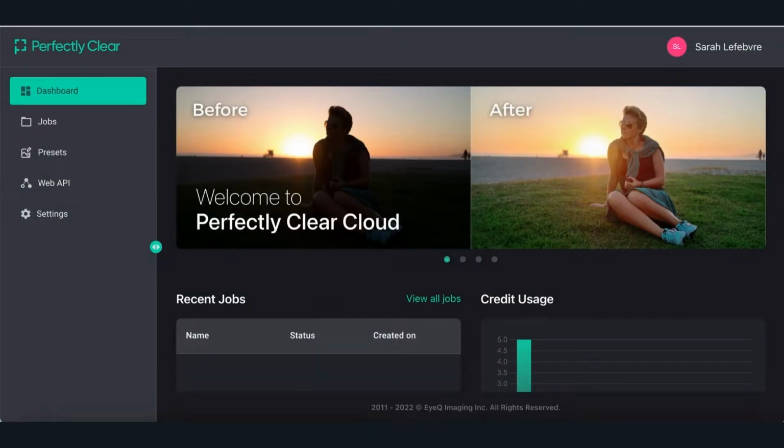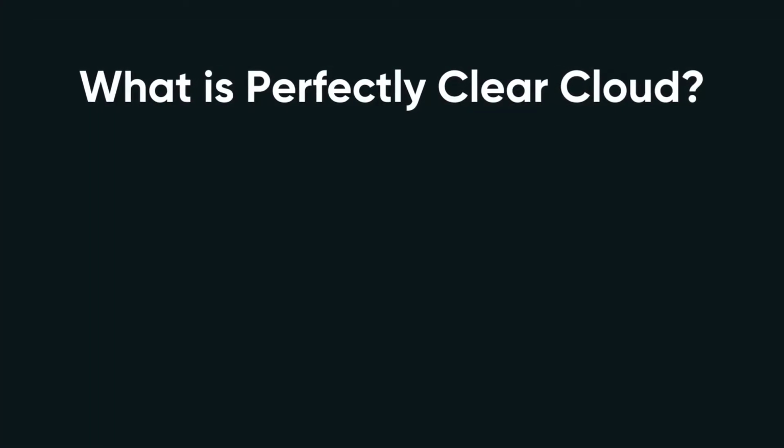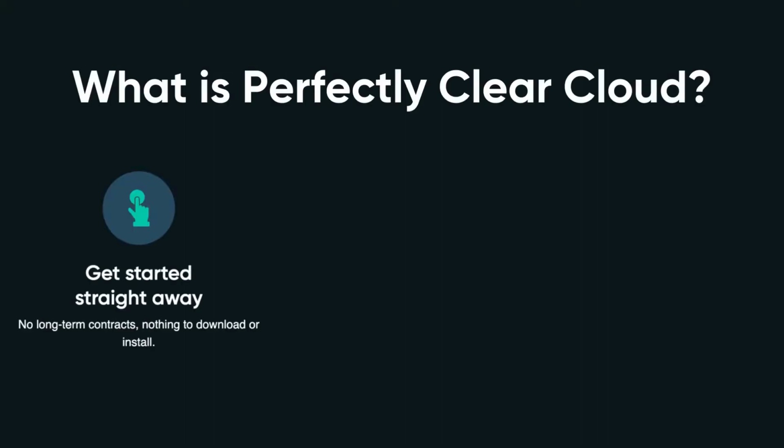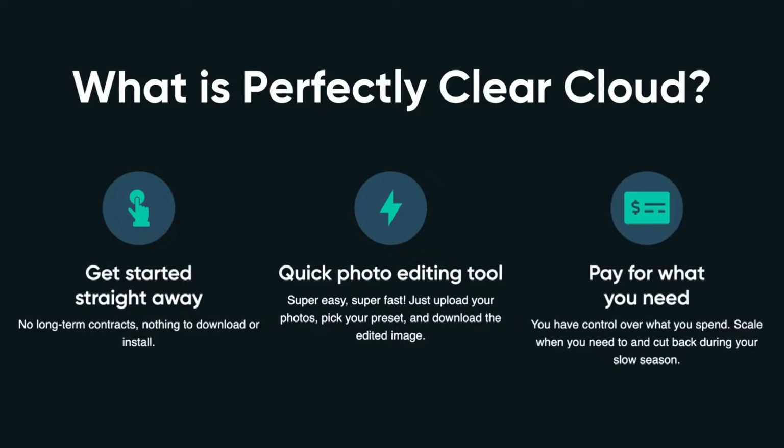I created this video to show you the key features of Perfectly Clear Cloud, which is our pay-per-image online solution. Let's start with what Perfectly Clear Cloud actually is. Perfectly Clear Cloud was created for photographers that would like to take advantage of batch processing while only paying for what they use. You simply load your images into Cloud, choose your preset model, and download a zip file of edited images. It's super simple and you get charged for your usage at the end of the month.